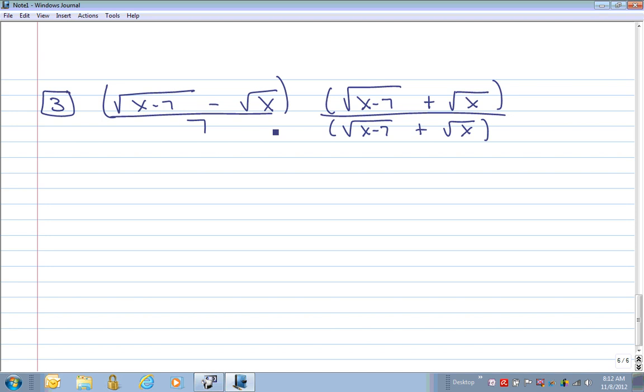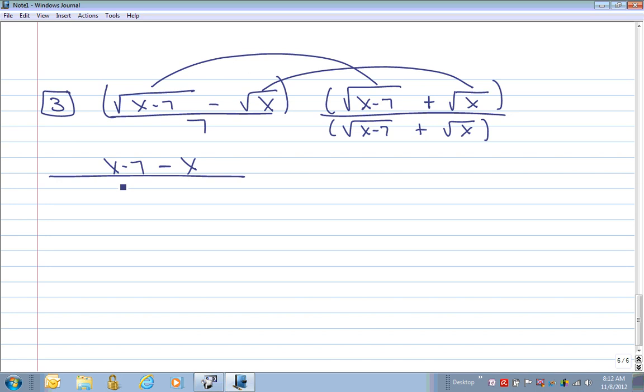Alright, so when I multiply the tops together, remember they're conjugates, so the middle terms always cancel. I only multiply the first times the first. When I multiply a square root times itself, the root goes away because it really becomes the square root squared. And I would just have x minus 7 left. And when I multiply the last times the last, I have a negative and a positive, so it's minus. The square root of x times the square root of x would just be x.